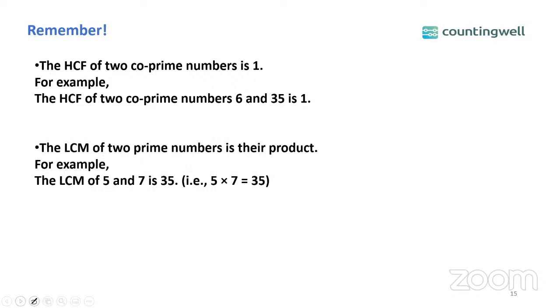Now, the LCM of two prime numbers is their product. For example, let us take prime numbers 5 and 7. If you find the multiples of 5 and 7, you will find that the first common multiple is 35. That is 5 into 7. So whenever you are given 5 and 7, the LCM of these two prime numbers is 35.